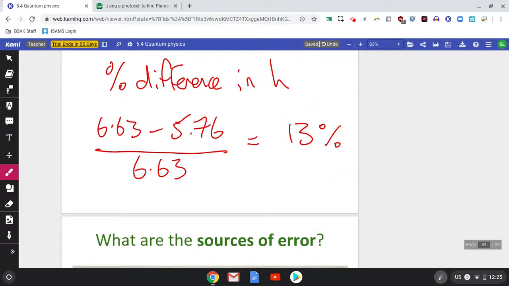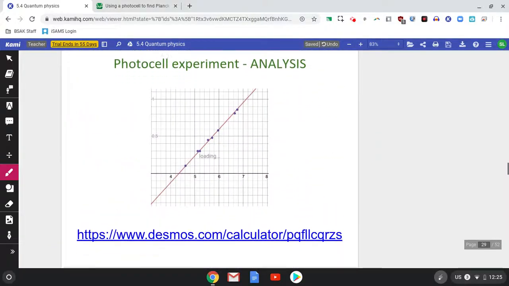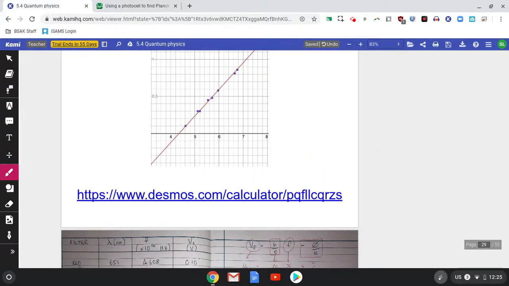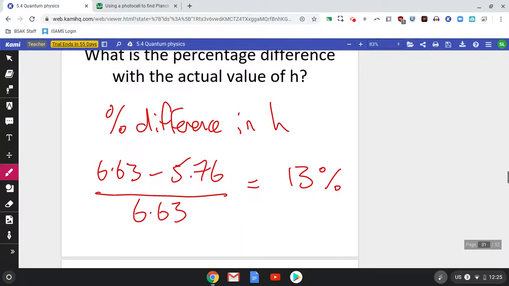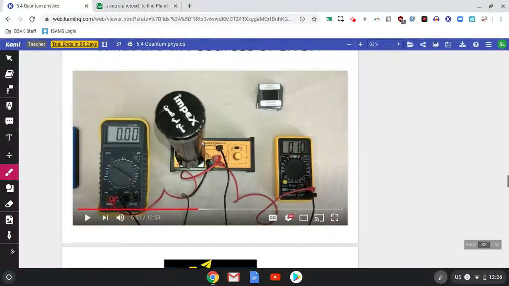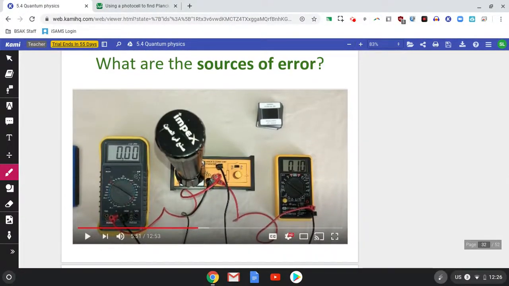13% is still significant because all of the points look to be very close to our line of best fit. If all your points are pretty bang on a straight line of best fit, but you're still out by a significant percentage, that suggests that you have a significant systematic error in your practical. Now remember, a systematic error is an error that gets added on for every measurement. What could the systematic error be in this setup, do you think?